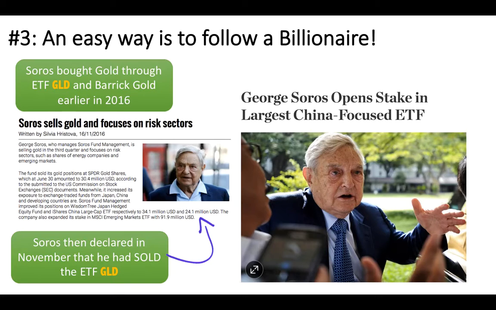So this was very good for gold early in the year. Now, of course, when Soros sells out of GLD, that's not good. But Soros did that, and now in November, he's opened a stake in the largest China-focused ETF, that's FXI. So we want to see what George Soros is doing, because whatever he's doing will most probably influence the direction of gold.